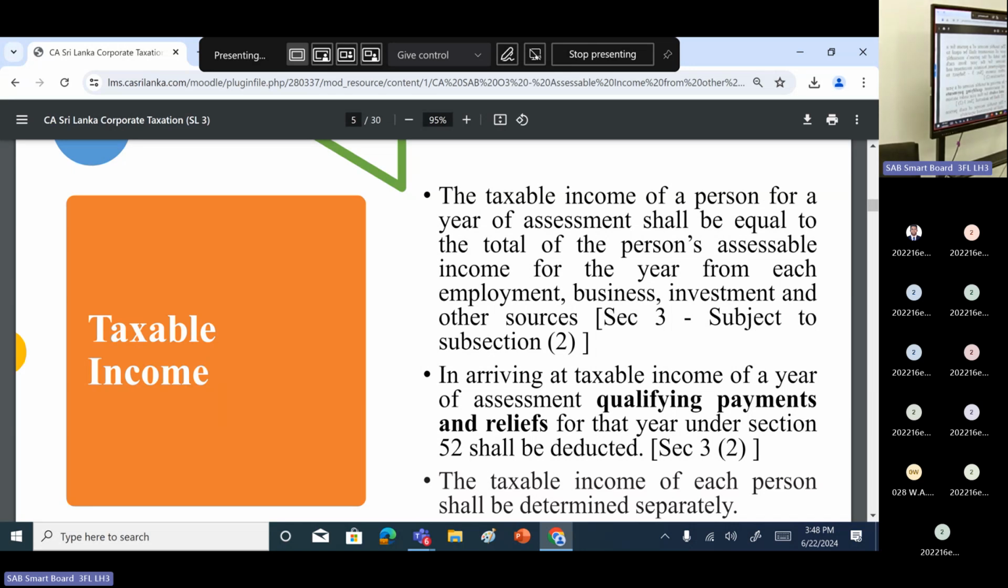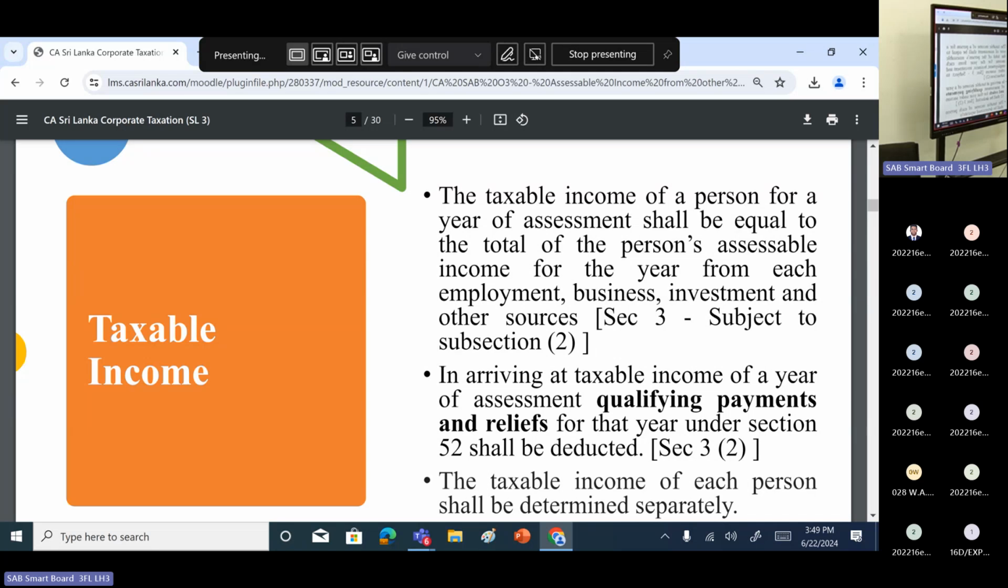Therefore, anything coming under the assessable income comes to the taxable income, remember that. Once we work out the assessable income, we can deduct only two things, that is qualifying payment and relief. That is very clear. When we work on the assessable income, if there is any exempt amount, we have to remove it from the assessable income. Excluded things we have to remove from the assessable income. Final withholding payment we have to remove from the assessable income.